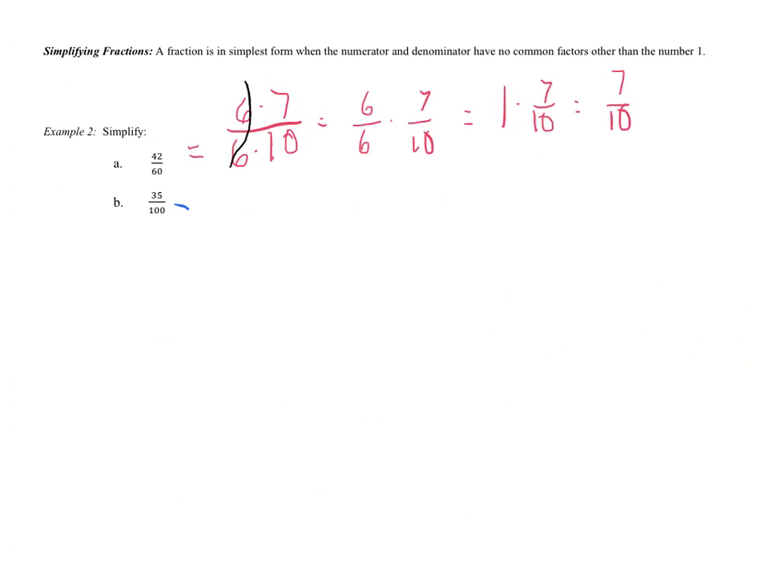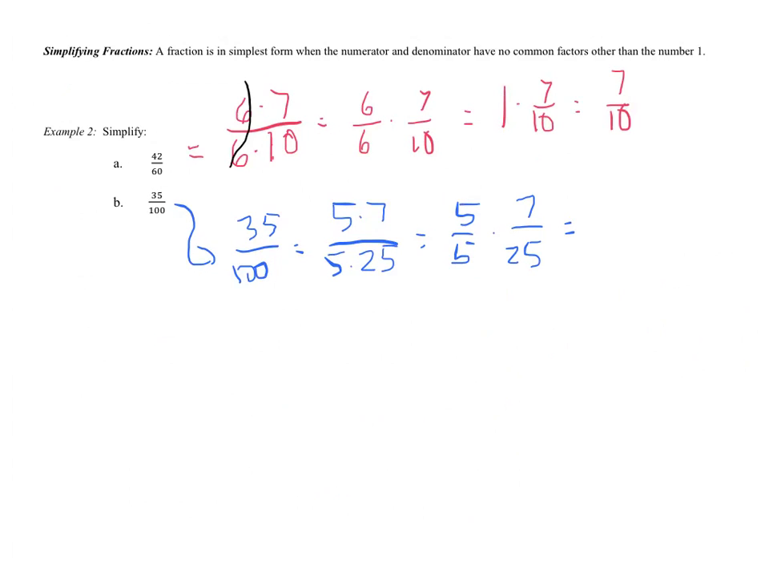Looking at that bottom example, we have 35 over 100, and I can take my 35 over 100 and rewrite that as 5 times 7 over 5 times 25. 5 is a factor of both 35 and 100, and breaking that 5 over 5 off, times 7 over 25 is equal to 1 times 7 over 25, which is equal to 7/25. Okay? So now in these two examples, we've represented these fractions in their simplest form.